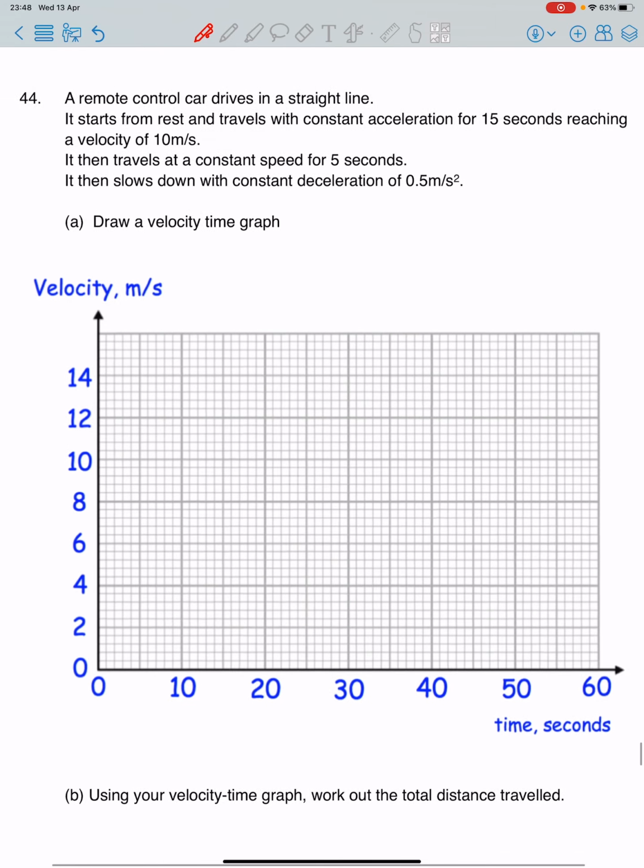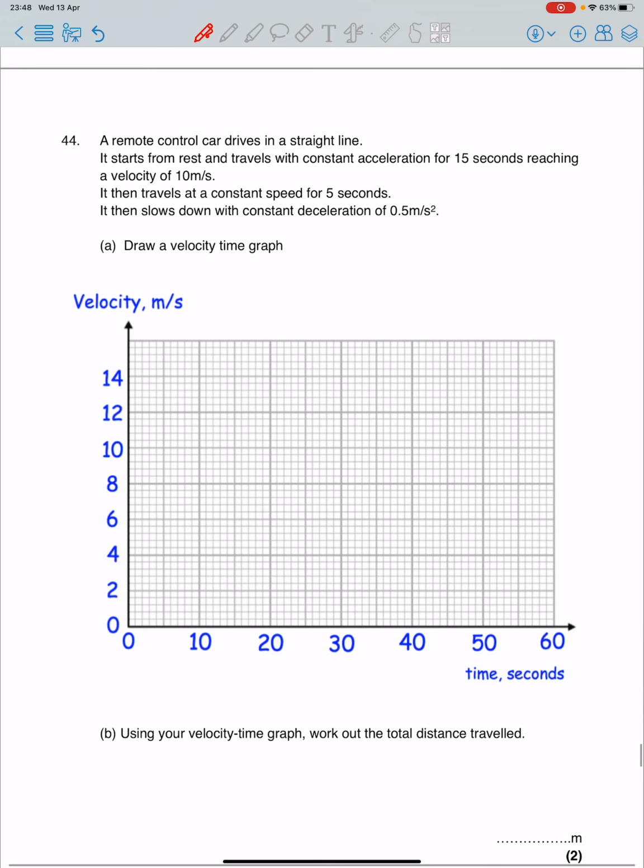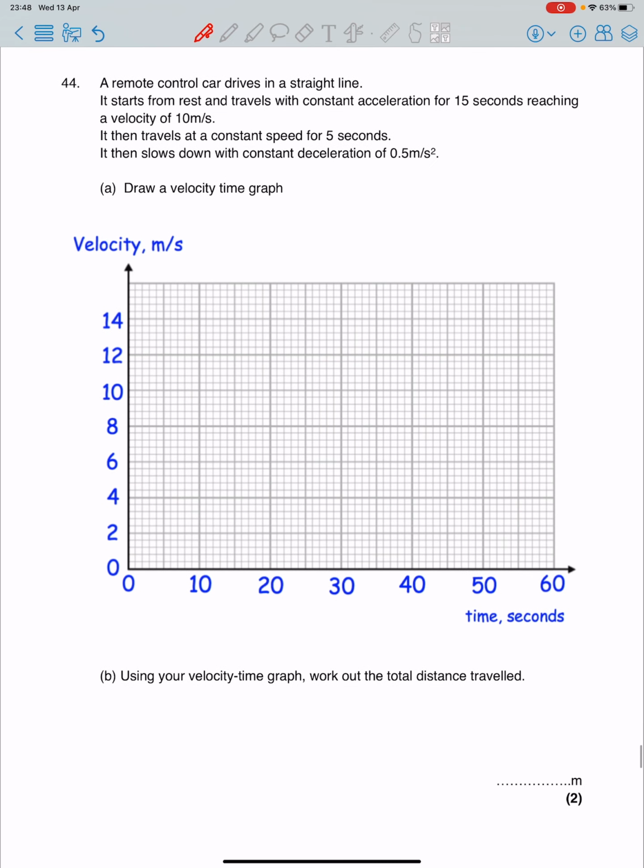Okay, next, a remote control car. A remote control car drives in a straight line. It starts from rest and travels with constant acceleration for 15 seconds, reaching a velocity of 10 meters per second. It then travels at a constant speed for 5 seconds. It then slows down with constant deceleration of 0.5 meters per second squared. Draw a velocity time graph.